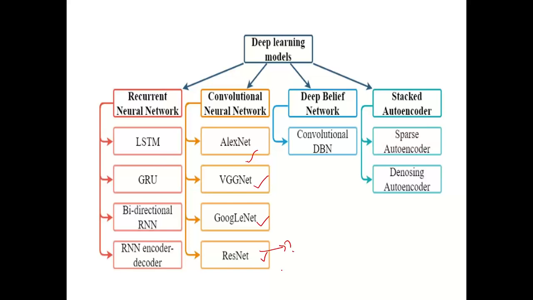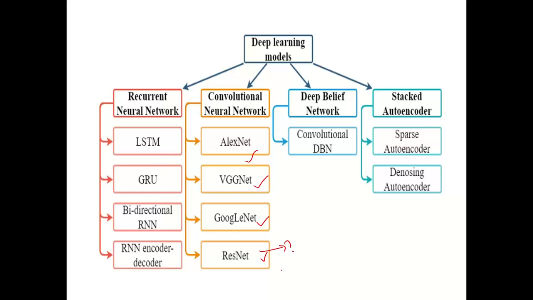It can be used for speech recognition. It can be used for video analysis. It can be used for text analysis. So everywhere, deep learning is everywhere. Okay, so we need to understand what exactly this architecture is, and when this architecture is going to be used.